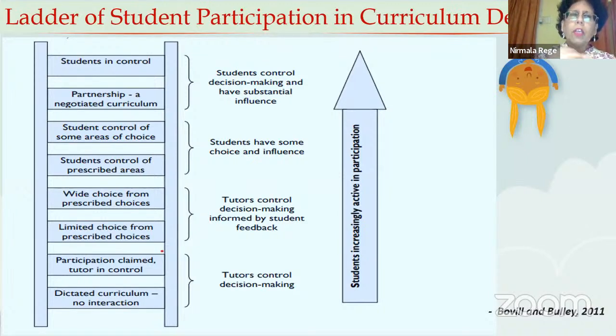Here also the model goes from being totally directed by the tutor, the controlled model or strategy, and then slowly taking feedback from the student, then the student having choices, initially maybe only in prescribed areas. Then the student can select some areas of choice, and later on it becomes a student control model where they have a say in the decision making.